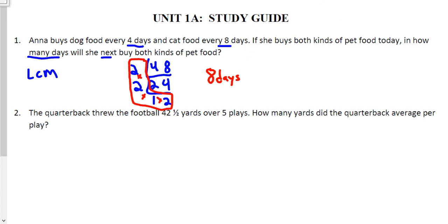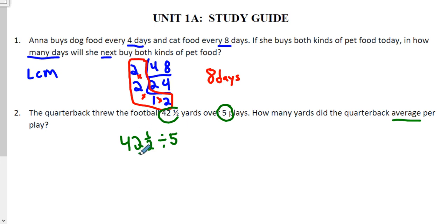Okay, question number 2. A quarterback threw a football 42.5 yards over 5 plays. How many yards did the quarterback average per play? So this is a division question. We have 42.5 divided by 5. First step, I need to change this to an improper fraction.